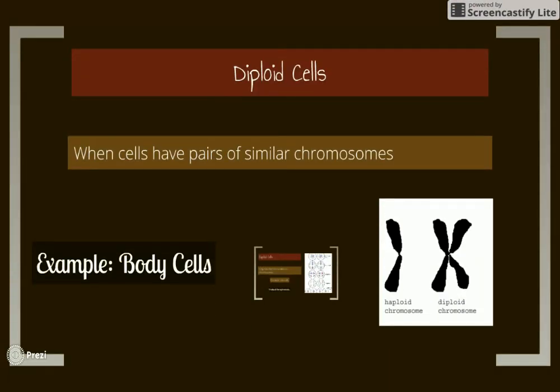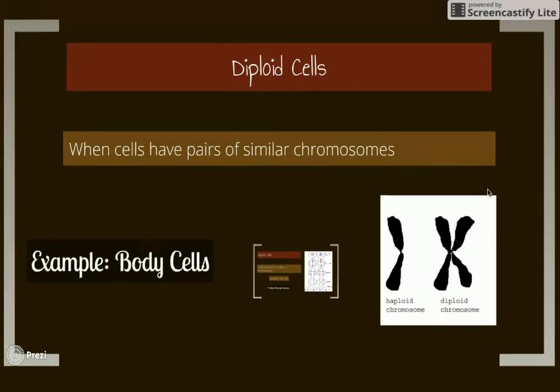Now we will discuss diploid and haploid cells. Diploid cells are cells that have pairs of similar chromosomes. Body cells are examples of diploid cells. So here's a picture of what a diploid cell or a diploid chromosome looks like. And here's an example of what a haploid chromosome looks like.